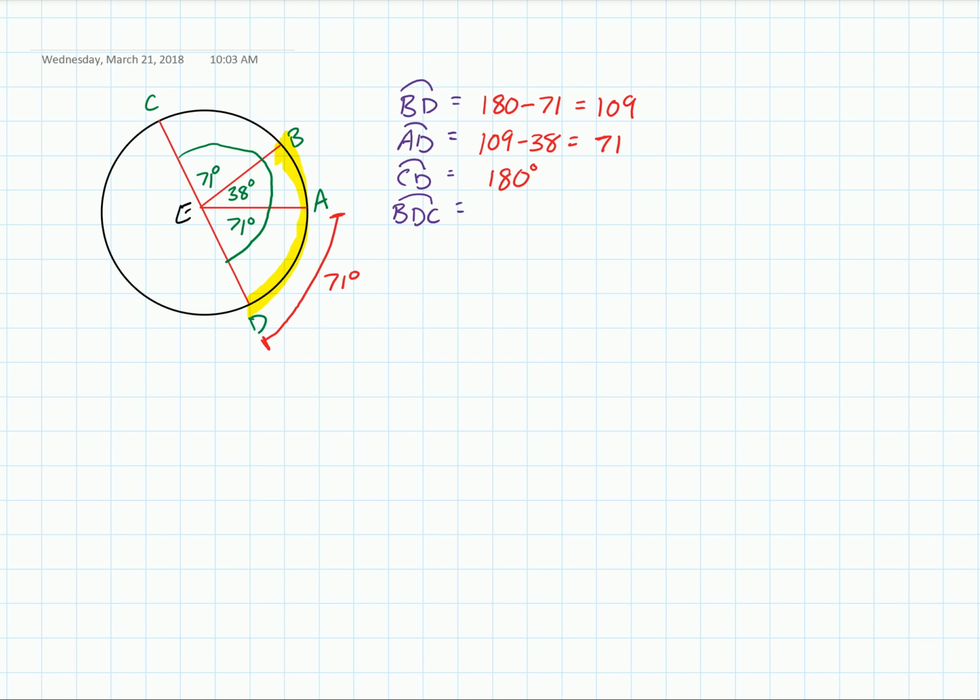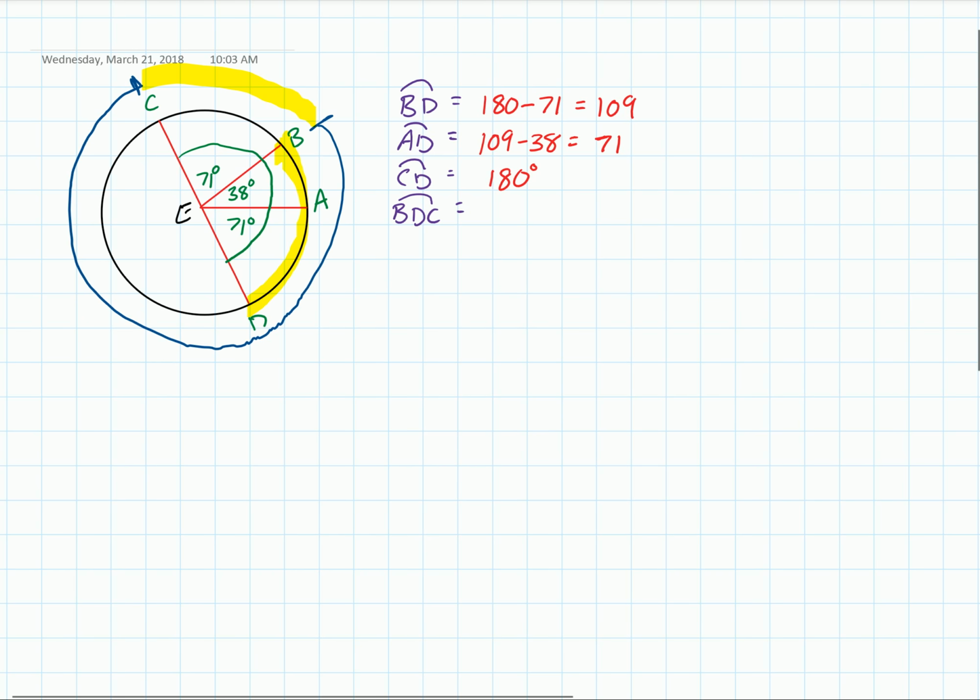The last problem is looking for B, D, and C. So I'm going to erase that 71 degrees. And we're trying to go from B through D all the way around to C. And it's darn near the whole circle, but we're missing a piece of it. We're missing this section right here. And we know that this section is 71 degrees because of the angle that is given to us. So I'm going to take the whole circle, 360, take away the part that's missing, which is the 71, and we're going to be left with 289 degrees.